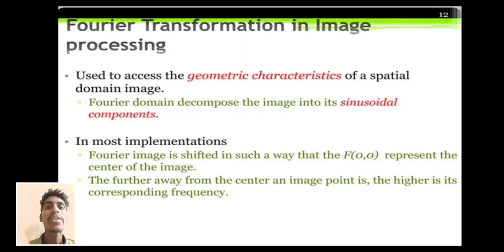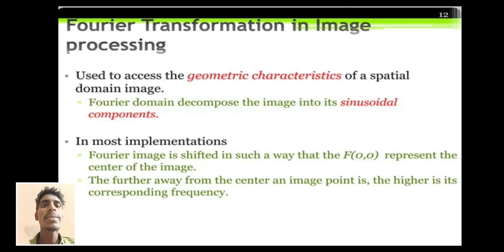As we know, the Fourier transform also behaves like the inverse Fourier transform. See, Fourier transformation in image processing: how is the Fourier transformation processed in an image? It is used to access the geometric characteristics of the spatial domain image. The Fourier domain decomposes the image into its sinusoidal components.